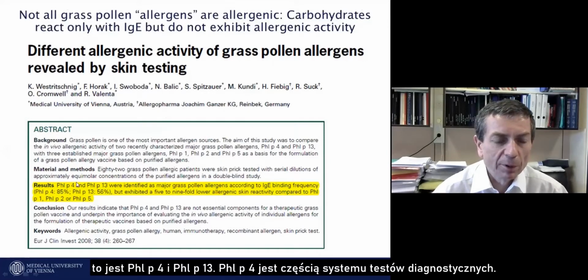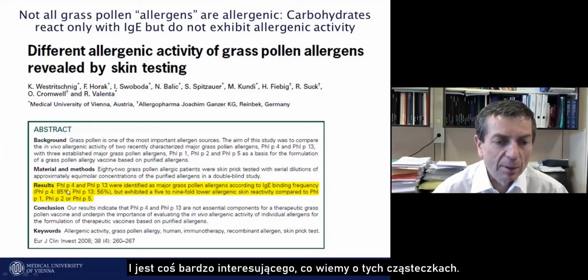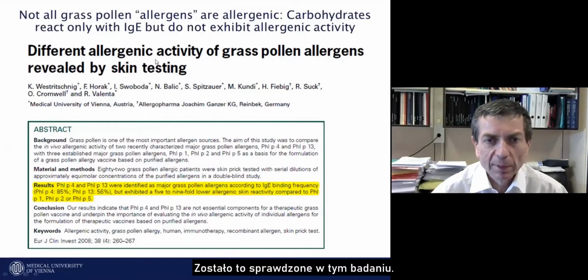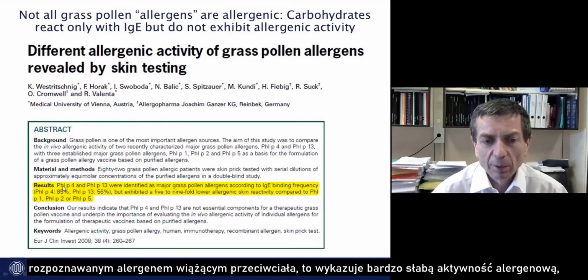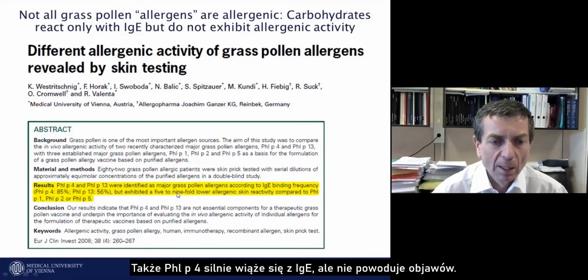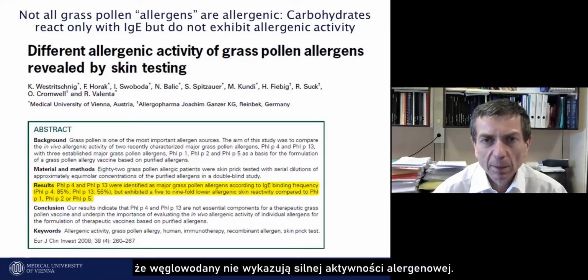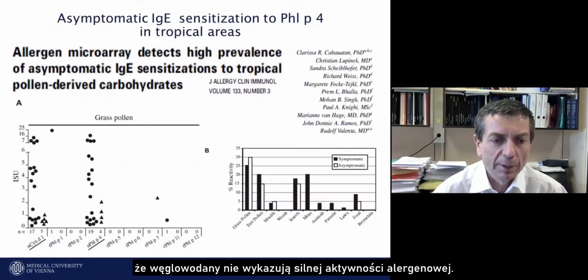FLUPY4 is a part of the diagnostic test systems, which are proteins that are actually quite heavily glycosylated. And there's something very interesting that we know about these proteins, and this was tested in this study here. Although FLUPY4 is a very frequently recognized allergen by IgE antibodies, it shows a very poor allergenic activity, so it induces allergic symptoms to only a very, very low degree, as you can see here. So FLUPY4 is a potent IgE binder, but it doesn't cause symptoms. And this is because of the fact that carbohydrates do not exhibit strong allergenic activity.